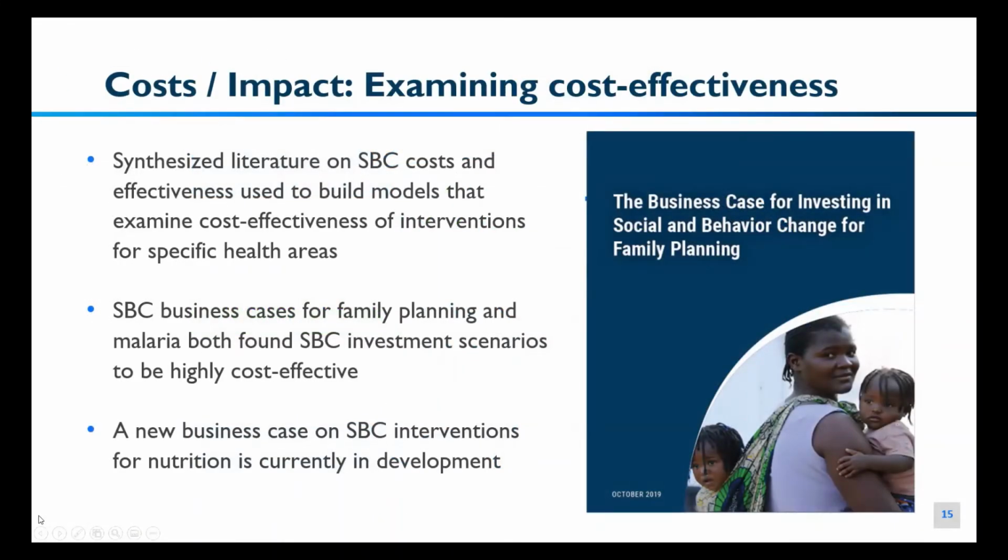So we combined all of this costing research with effectiveness to build models that combine those 2 pieces, the numerator and denominator, to look at the cost effectiveness, the relative cost effectiveness of interventions. So we built these business cases for SBC, for family planning, and malaria, and they're both available.